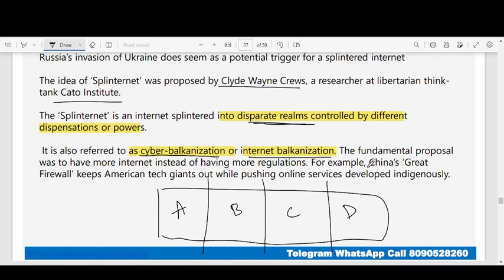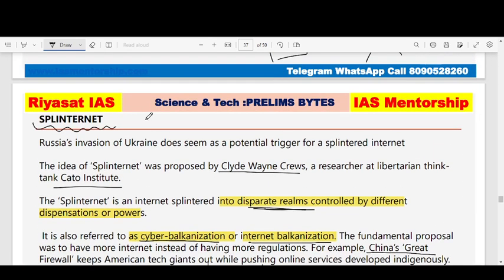And if we look at an example, China's Great Firewall keeps American tech giants out while pushing online services developed indigenously. Clear? So basically, it is a type of private network, you can say. It is a private internet network which provides ultra security to any particular area. Clear? So this is everything about your splinternet.